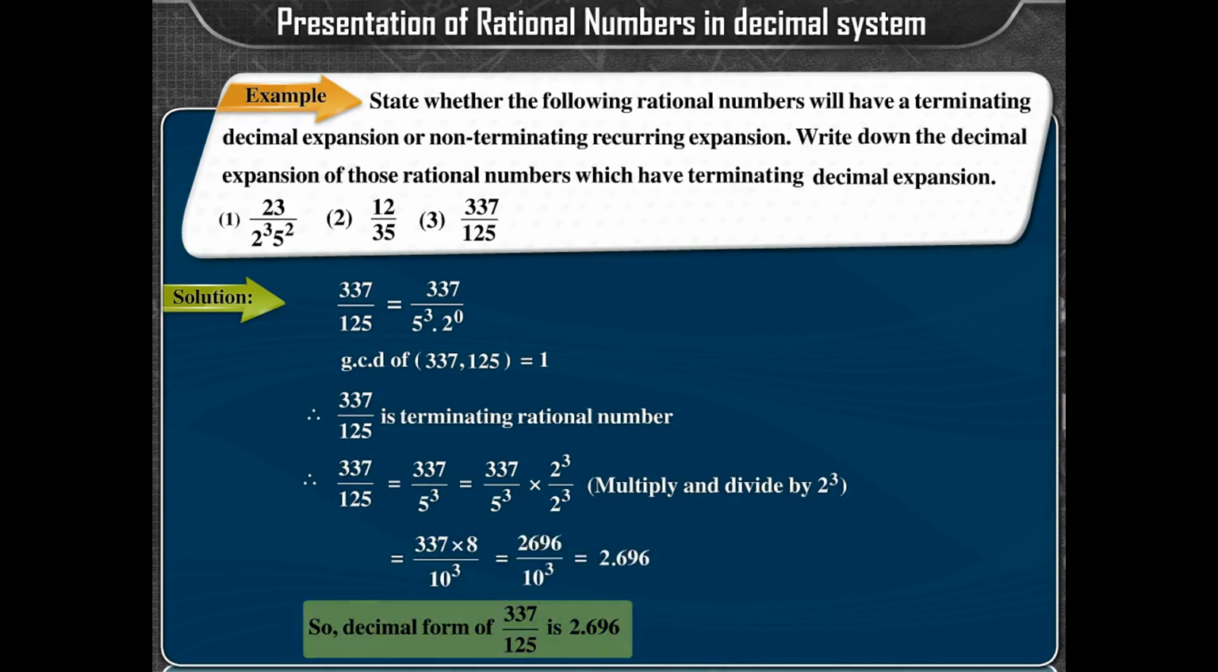So, the decimal form of 337 upon 125 is 2.696.